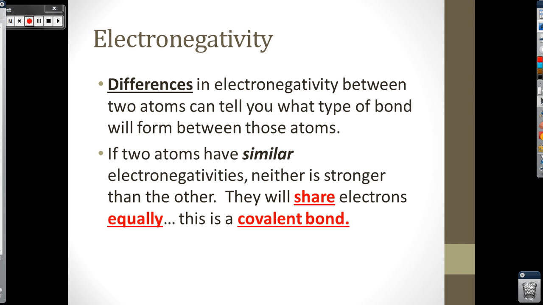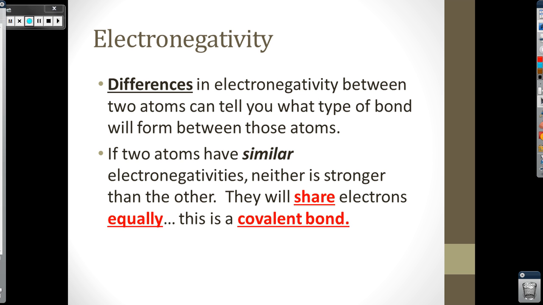So we need to know, first of all, what are the two atoms that we're dealing with in a bond, and then we can predict what type of bond is going to form by looking at the electronegativities of each of those atoms, by subtracting the electronegativities and figuring out whether those atoms are close together in electronegativity or whether they're really, really far apart.